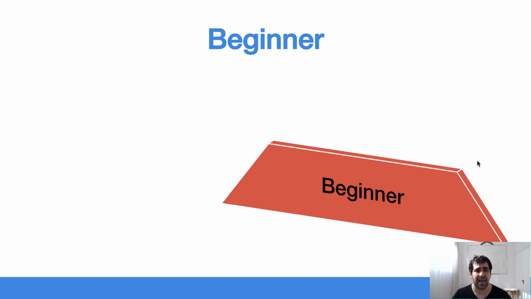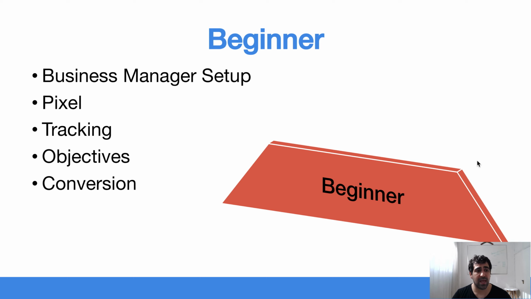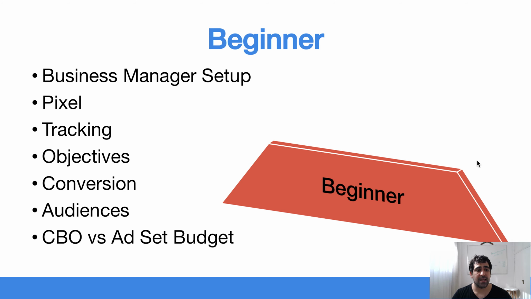And in the beginner section, I'm going to be covering these things. First, I'm going to be covering how to set up your business manager account, how to set up your pixels, your tracking, campaign objectives and what they are and how to use them, conversions, audiences, then CBO versus ad set budget, and finally how to launch a new offer using Facebook ads.